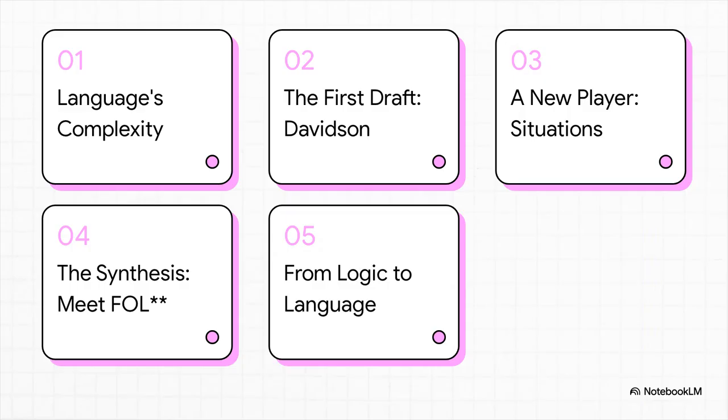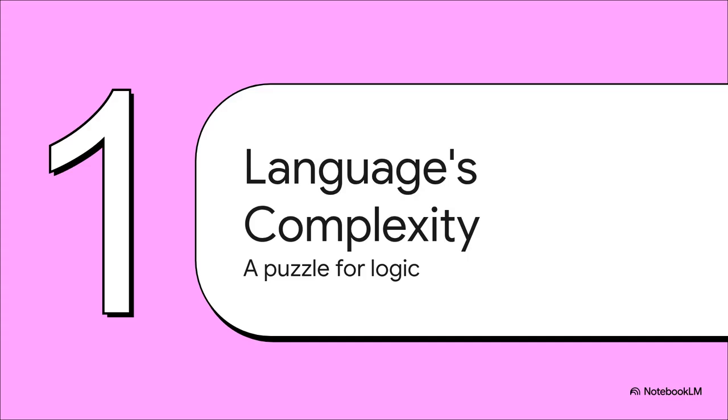So, here's the game plan. First, we'll unpack why language is so darn complex for computers in the first place. Then, we'll look at the first real crack at solving this, something called the Davidsonian approach, and see why it didn't quite cut it. After that, we'll bring in a new player, the idea of situations, which sets the stage for our main event, a powerful new logic called FOL***. And to wrap it all up, we'll see how this stuff actually connects to making machines understand us better. All right, let's get right into it.